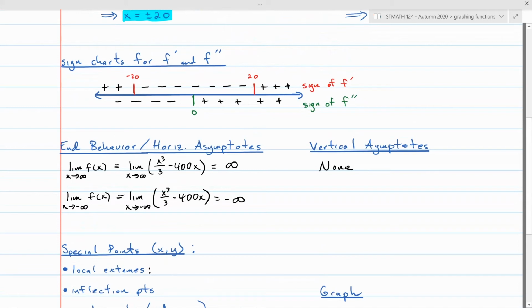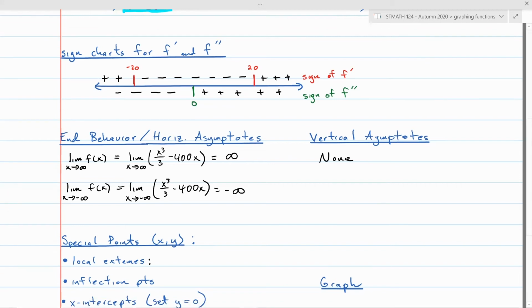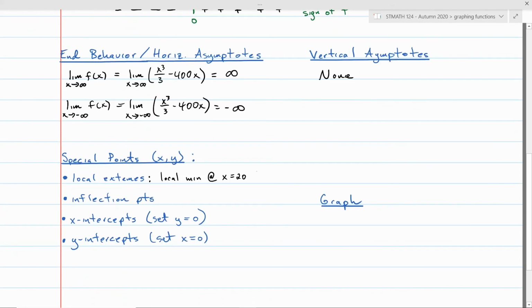The first derivative test tells me then that there will be a local maximum there. And similarly at x equals positive 20, the function's derivative changes from negative to positive, so that means there's going to be a local minimum at x equals 20. And let me put the coordinates there.